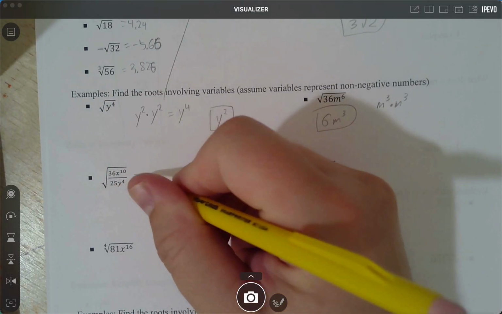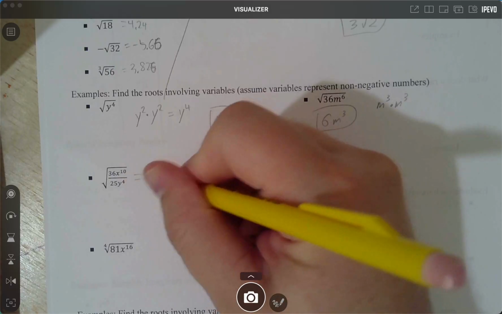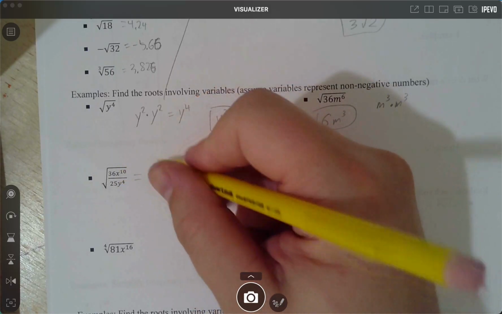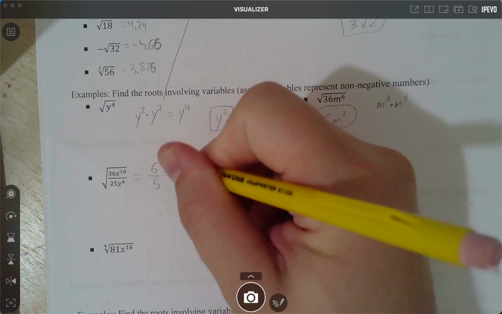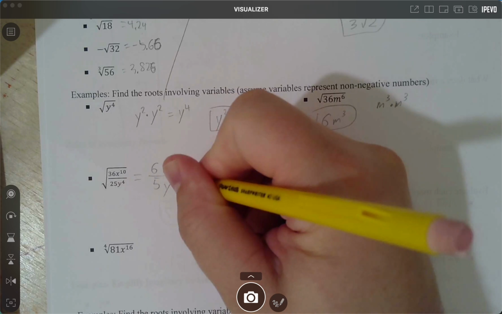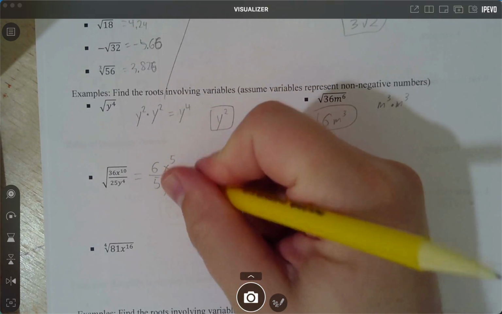All right, up next, moving a little quicker, that's going to be 6 over 5, essentially, right? 36 and 25 root to 6 and 5. X to the 10th will have x to the 5th multiplying to itself twice to get me that. And y to the 4th will have y squared, because we actually already saw that before.